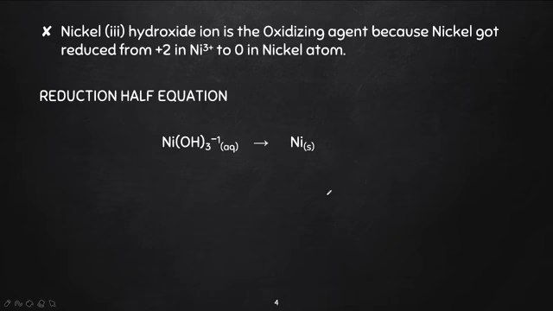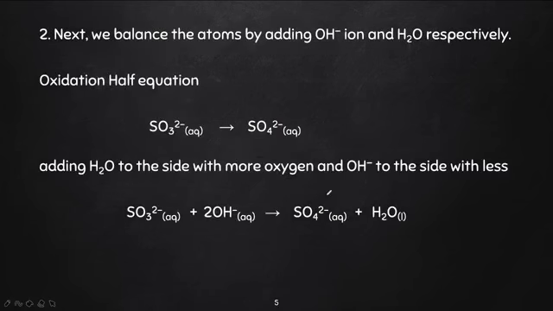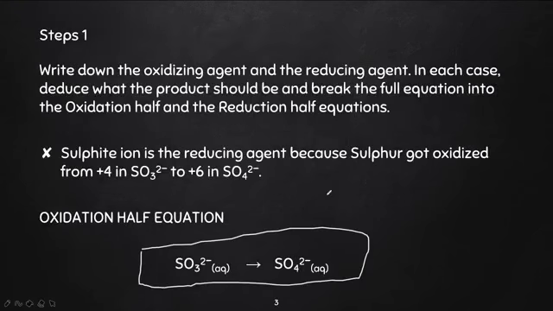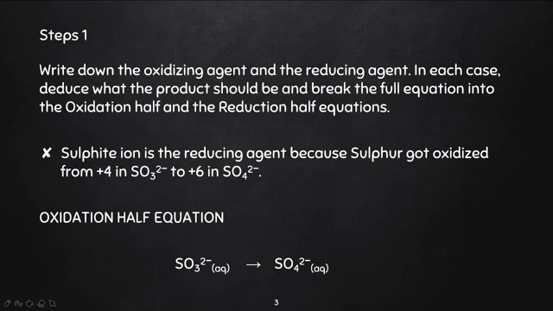So now we've identified our oxidizing and reducing agents. The next step is that we balance the atoms by adding OH and water molecules respectively. Normally before that step, we balance the atom in subject. If you see from the oxidation half equation, the atom we're dealing with is the sulfur atom. There's one S here and there's one S here, so we don't need to balance anything. Now imagine a case where this is S2O2.